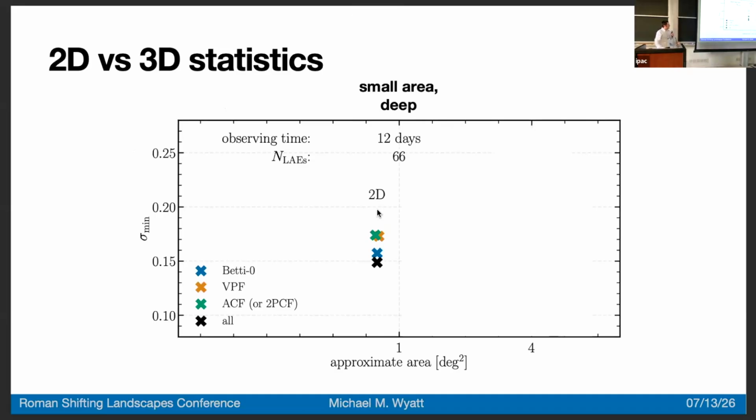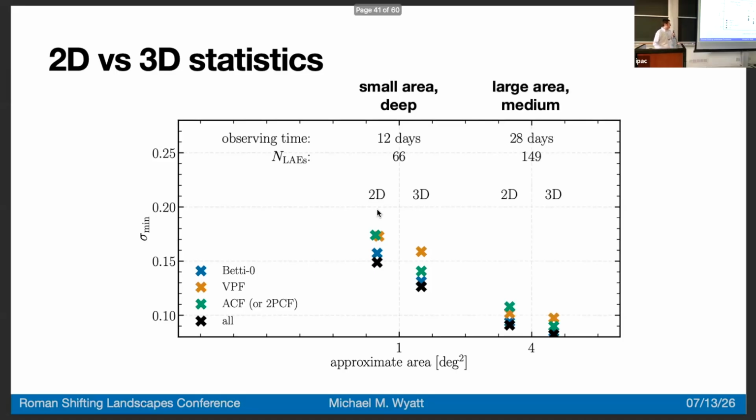So again, this is the small area deep survey in 2 dimensions. And in 3 dimensions, we see a modest improvement across the board and similar trends in terms of performance of each of the statistics compared with one another. And similarly for our larger survey. Now, hopefully this is not too disappointing. Maybe some people were hoping that the constraints that we might be able to get from including that 3-dimensional information might be more significant compared with the 2-dimensional.